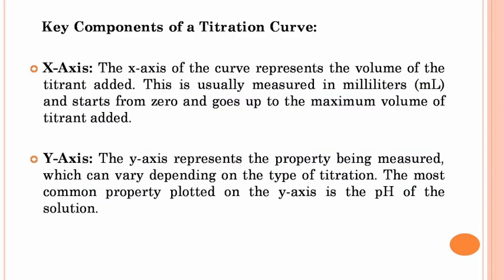Key components of a titration curve. X-axis. The x-axis of the curve represents the volume of the titrant added. This is usually measured in milliliters and starts from 0 and goes up to the maximum volume of titrant added. Y-axis. The y-axis represents the property being measured, which can vary depending on the type of titration. The most common property plotted on the y-axis is the pH of the solution.